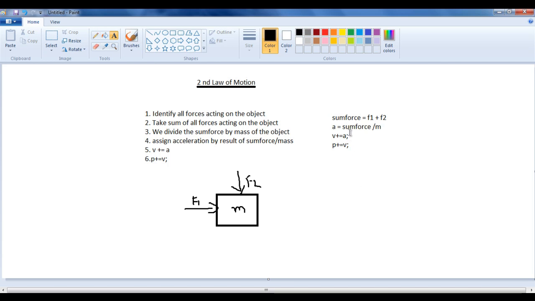You can see here, we know that the acceleration changes the velocity, we are applying that, and the velocity changes the position, we are applying that, and the force is the one which accelerates. That's the meaning of Newton's second law: force is equal to mass into acceleration.